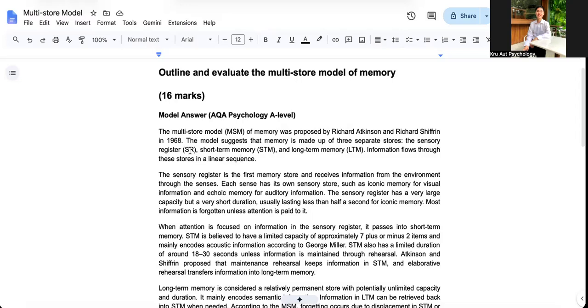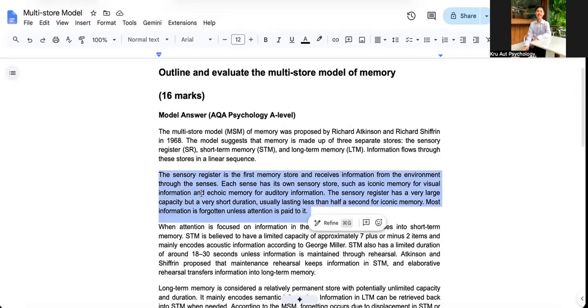Okay, so I'm not saying this is the best model answer, but I'm pretty sure all the details are covered and it's sufficient to gain a good mark. I mean, 16 out of 16, or in the top band, 14, 15, 16. Let's see what's written in here, okay?